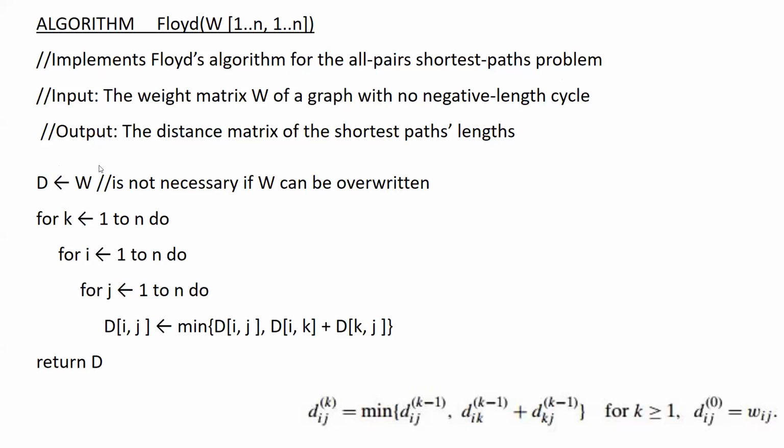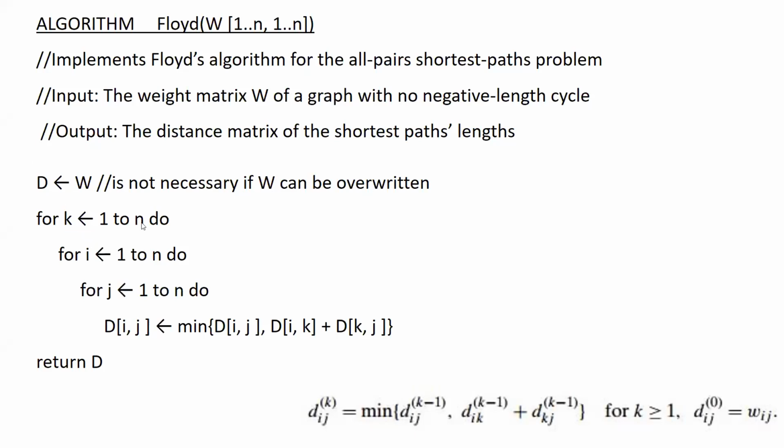The initial matrix, that is the weight matrix, I will consider as the initial matrix D. If not necessary, W can be overwritten, which means I can keep the initial matrix as it is. I can keep it as D. Fine then. For how many times? For all the n number of nodes.